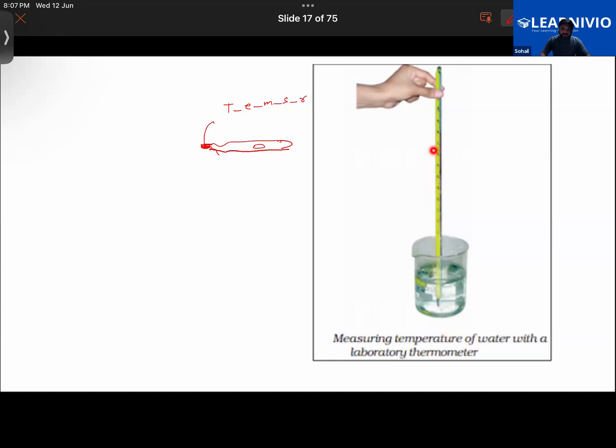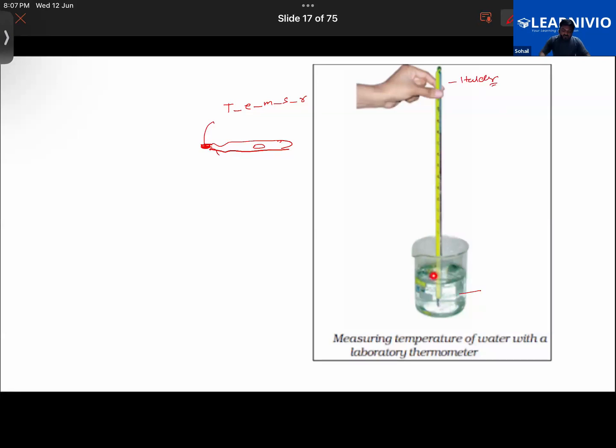This person is able to directly hold it using his finger, and he is taking the reading. So the mercury in this tube will expand, and wherever it stops, that will give you the reading of the temperature of water. Say if it was another liquid which would be very hot, then you will need a holder in order to hold this.